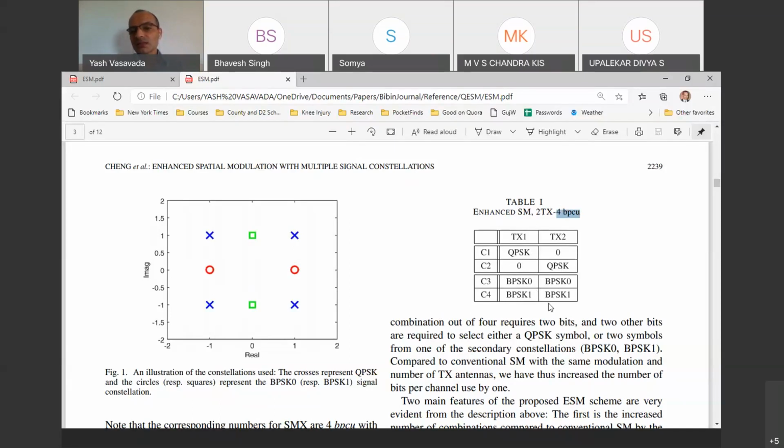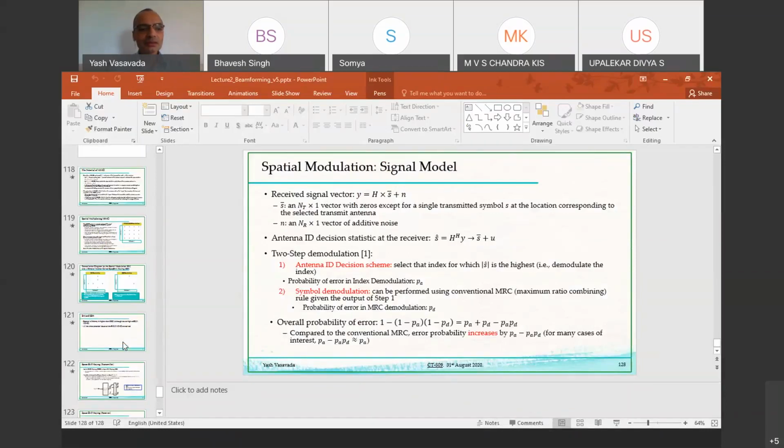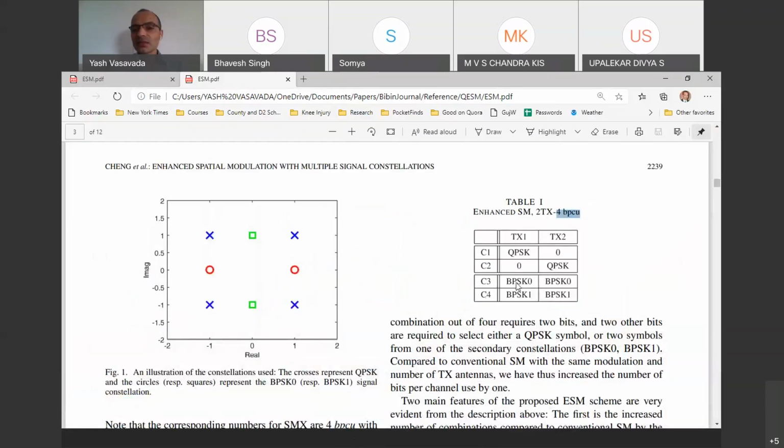Now, the best way to understand this idea is to draw a diagram like what we have done here. Actually, this scheme will probably work because they are considering only 2 antennas, so you need to draw 2 orthogonal dimensions. In their scheme, for a QPSK symbol, they are activating only 1 antenna at a time. And for the other 2 possibilities, C3 and C4, they are activating both the antennas.